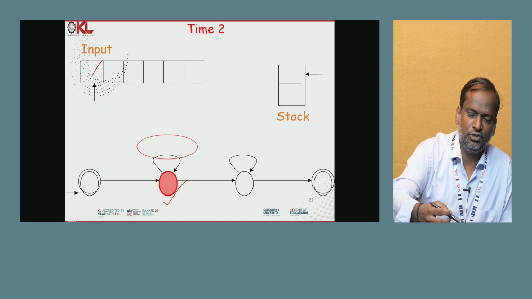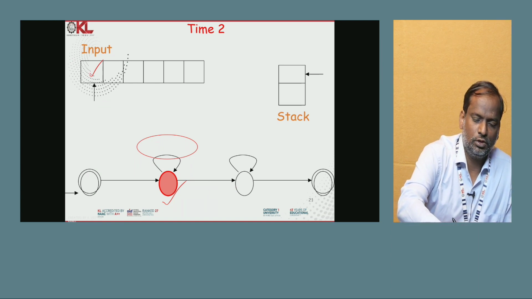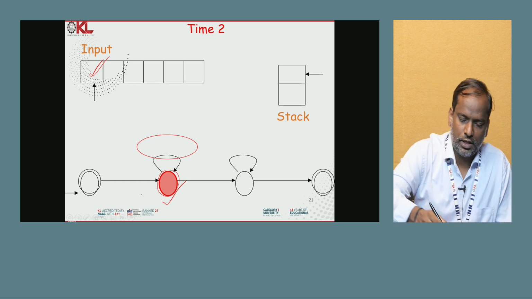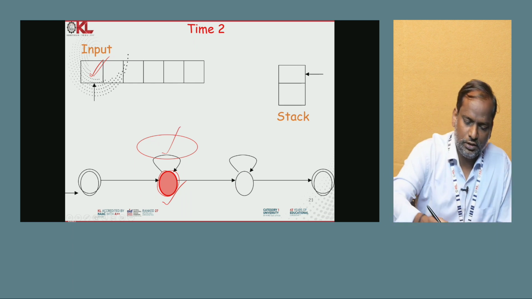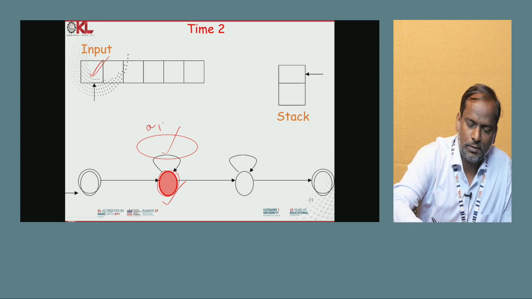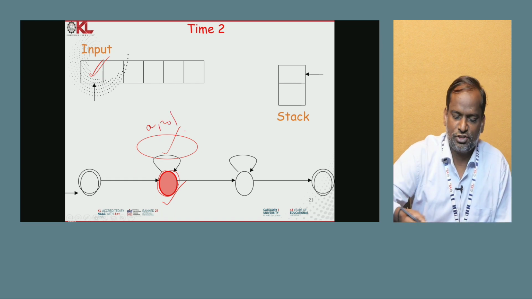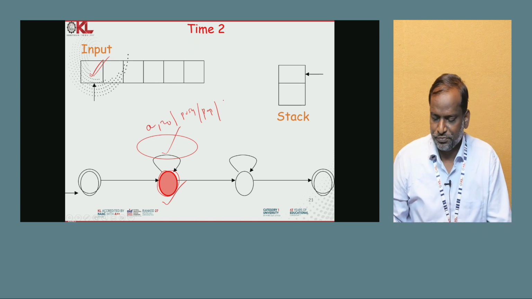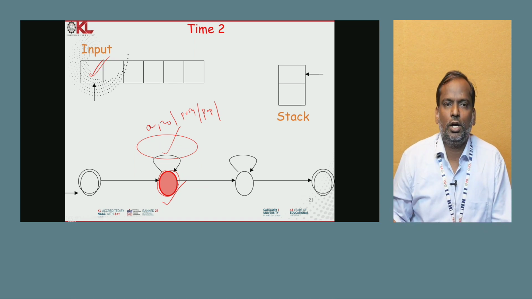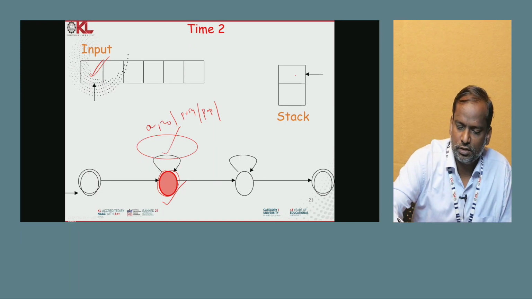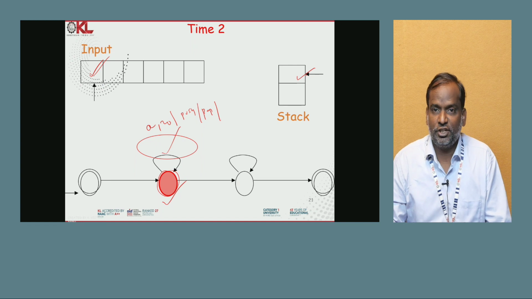So this will consider the current input symbol and the present state. Now we are in the second state and the transition. Generally the transition will be in the form of input, for example a, top of the stack, and it will do some action, like push, pop, or no change. At time 2 it is considering the input symbol and the top of the stack. Here some stack symbol is inserted into the stack.